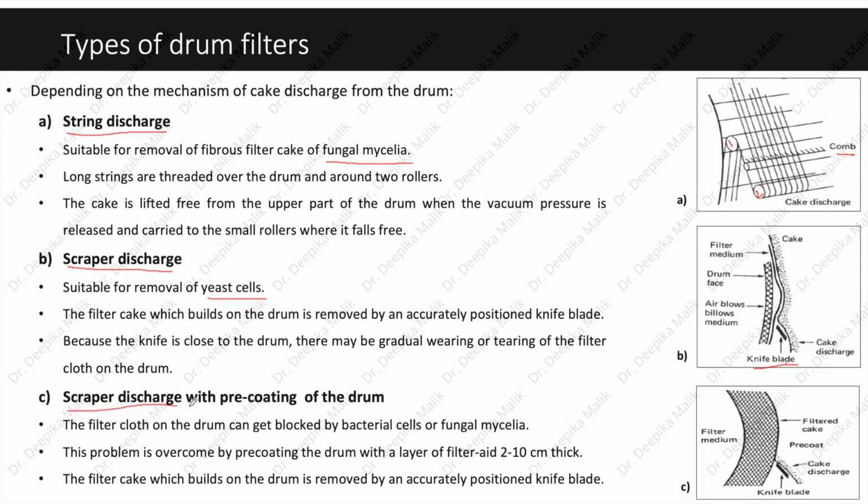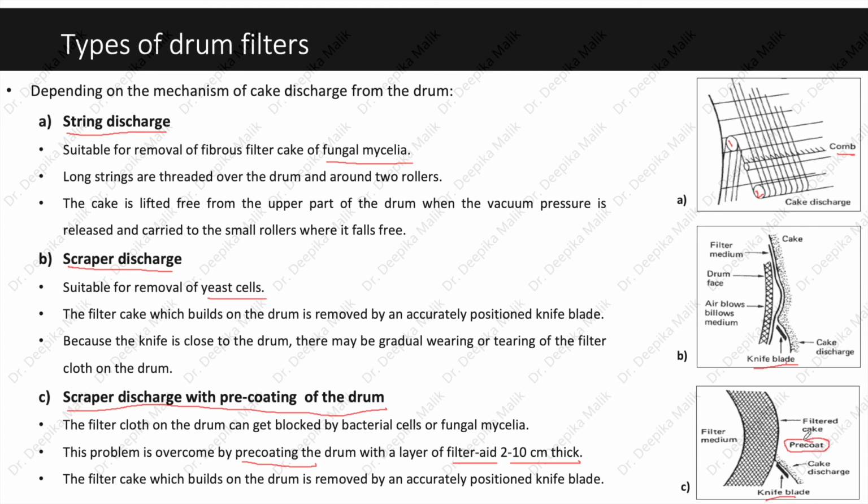The third type is based on scraper discharge with pre-coating on the drum. The filter cloth on the drum can get blocked by bacterial cells or fungal mycelia. This problem is overcome by pre-coating the drum with a layer of filter aid 2 to 10 cm thick. The filter cake which builds on the drum is removed by an accurately positioned knife blade. So this type is basically a modification of the scraper discharge filter with the application of a filter aid.